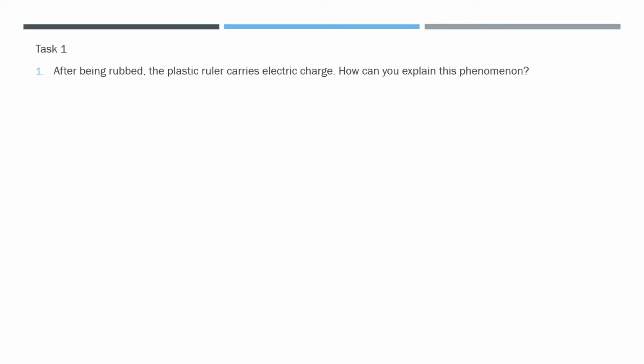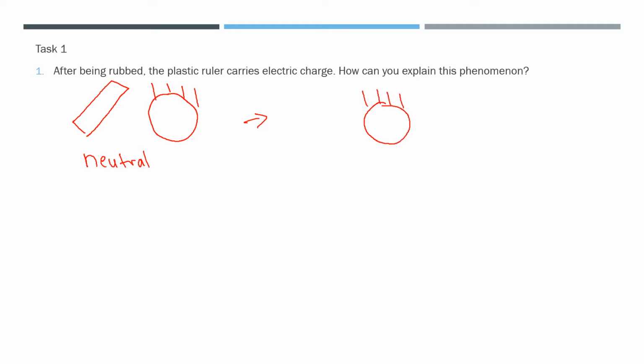Okay guys, so why, when you rub the ruler onto your hair, can the ruler hold static electricity? Imagine that this is the process. Before you rub the ruler onto the hair, both of them are neutral. When you rub it onto your hair, there will be a process of transferring electrons from the hair into the ruler.